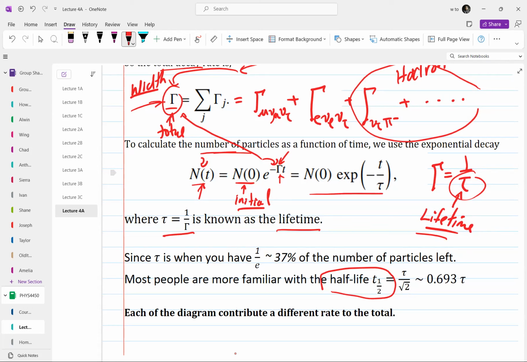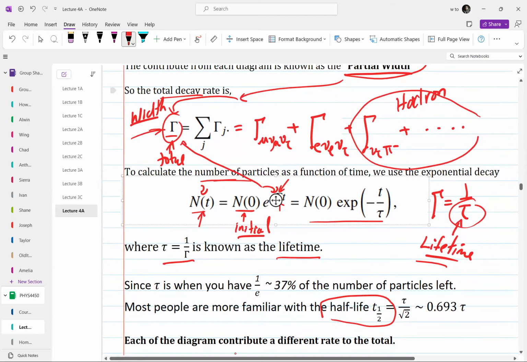There are 3 different things that are going to quantify the same thing. That might be the most confusing part, right? So you have the decay rate, which is this gamma, and then you have the lifetime, which is tau, which is just 1 over gamma. You also have the half-life, which is basically the amount of time you wait until half your particle is gone.